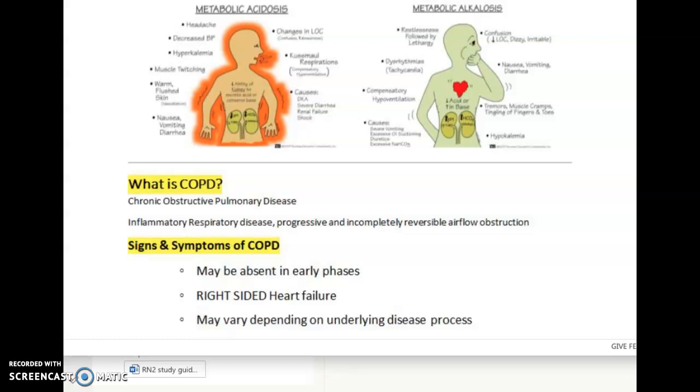And then opposite of that, if they're experiencing metabolic alkalosis, you're going to see restlessness followed by lethargy, dysrhythmias, tachycardia, hypoventilation, confusion, decreased level of consciousness, dizziness, irritability, nausea, vomiting, diarrhea, tremors, muscle cramps, tingling of fingers and toes, and then hypokalemia.